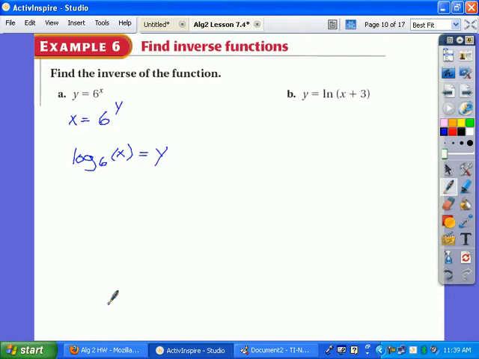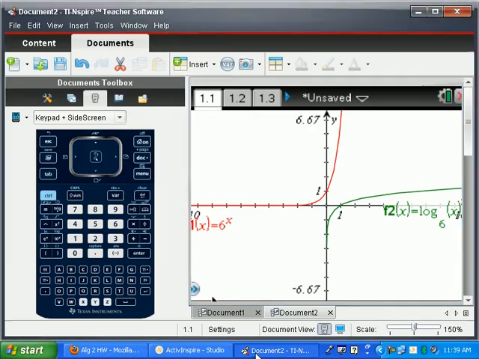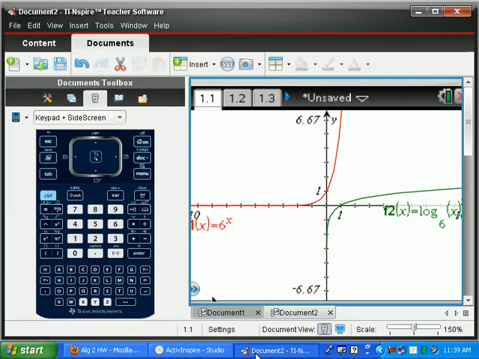This is the inverse. Let me prove that to you graphically, or at least help you to see it graphically. So the red graph here is y equals 6 to the x. The green graph is y equals log base 6 of x. And you can see that there's a symmetry along this line here, y equals x. So these two are truly inverses of each other. Y equals log base 6 of x, and y equals 6 to the x.